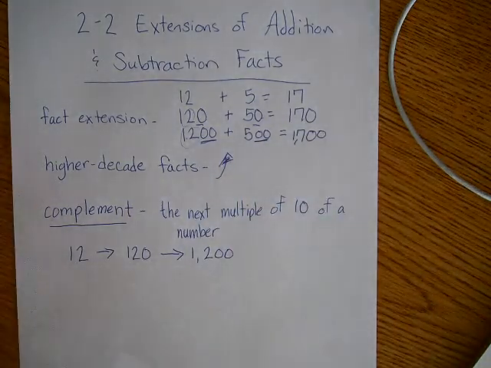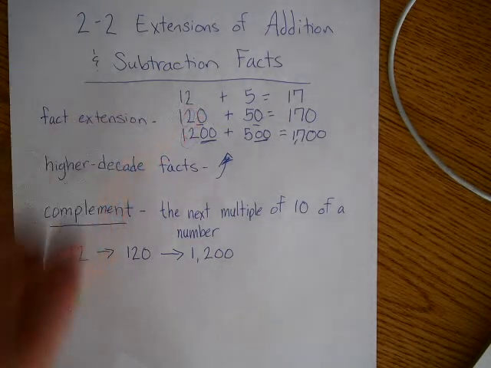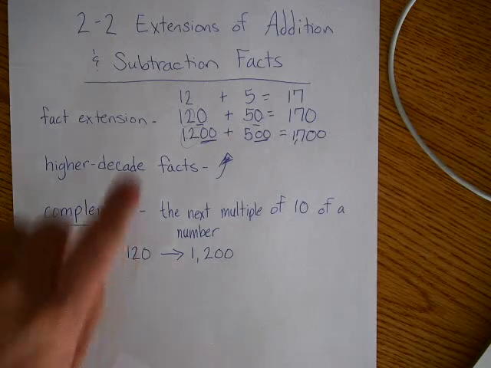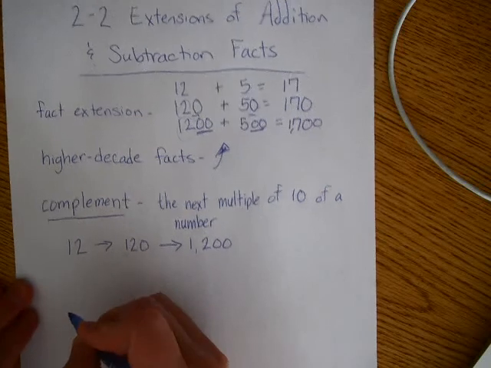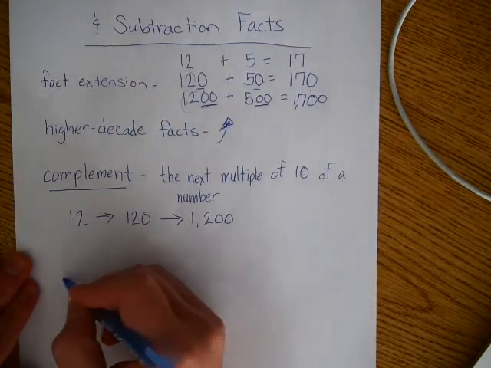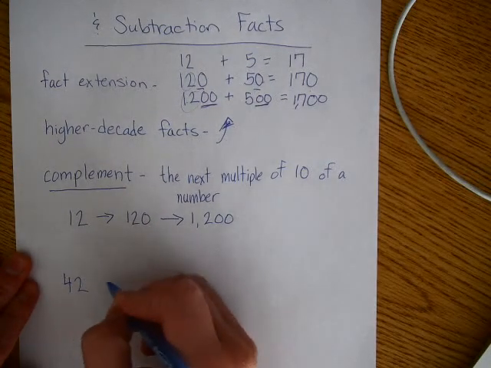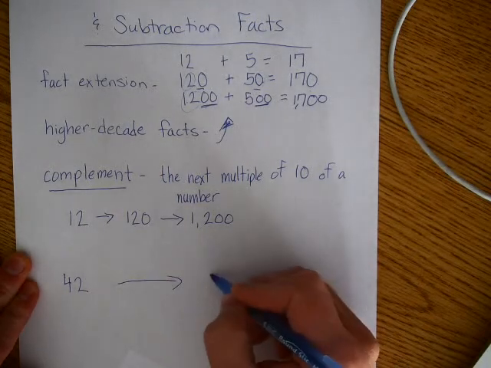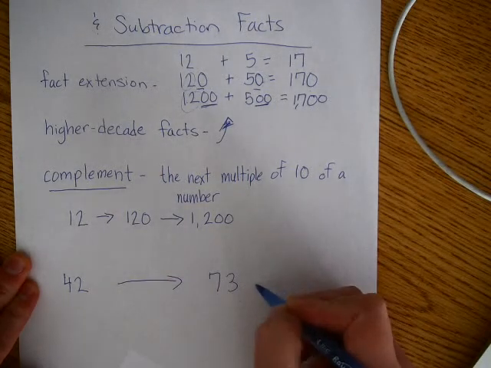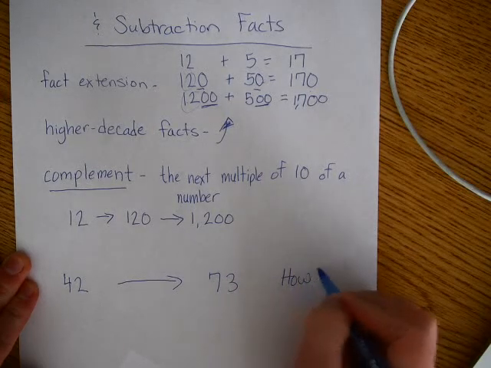In this lesson, we want kids to be able to use these basic addition and subtraction facts with multiples of 10 and extended fact problems. We also want them to solve calculator addition and subtraction puzzles. So for example, we want them to be able to know, if I put 42 into the calculator, it has to change to 73, but how does that change take place?